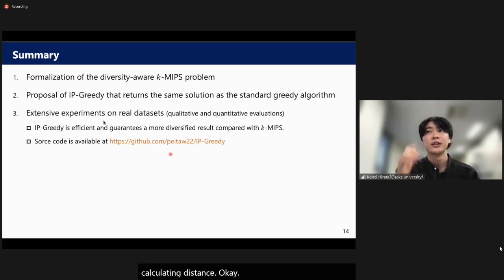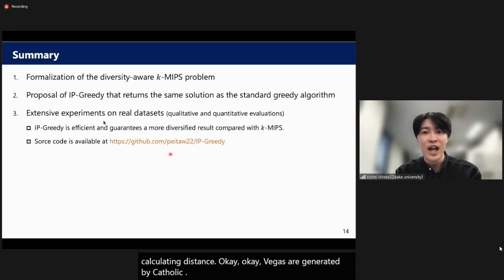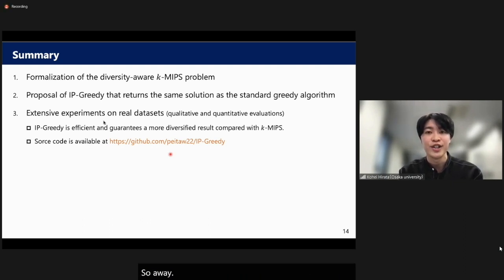Vectors generated by matrix factorization can't represent item relations. So we use item2vec, which can represent item relations.